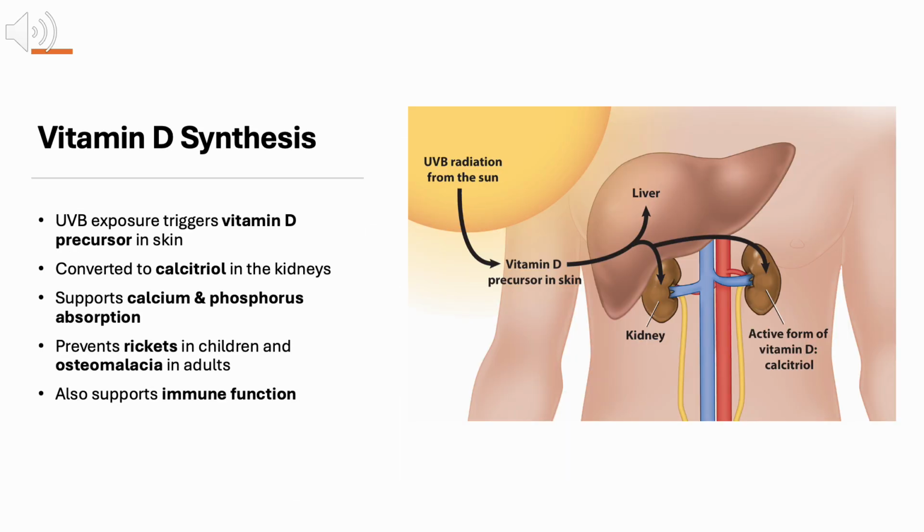When skin is exposed to UVB radiation, it produces a precursor to vitamin D, which is later activated in the kidneys to form calcitriol. This hormone is essential for calcium and phosphorus absorption, which helps build and maintain strong bones. Deficiency can lead to rickets in children and osteomalacia in adults, both involving soft or misshapen bones.